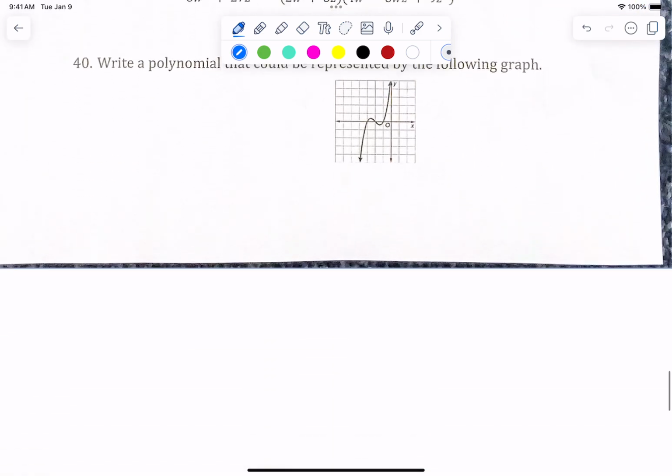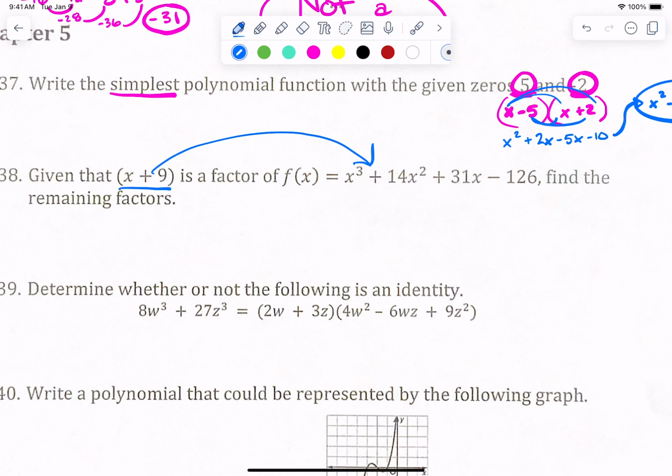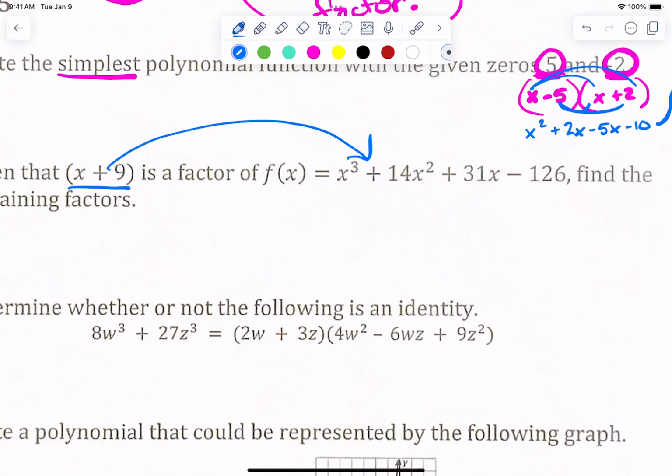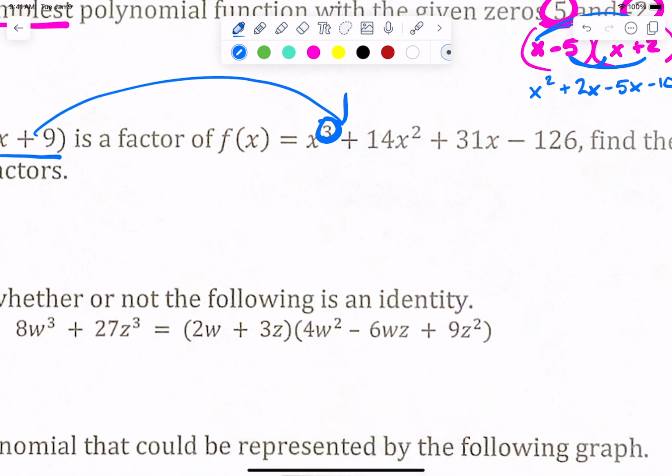We've got 3 left, right? 3 is all? Okay, given that this guy is a factor of this thing, I know he's a factor. I know he goes in there perfectly. I know his remainder would be 0 if I would divide it, right? I want to find the remaining factors. How many factors should this thing have total? 3. And I have one of them, so I need to find 2 more. How do I find what the other 2 are? Yeah, let's divide him out and see what's left over, right?